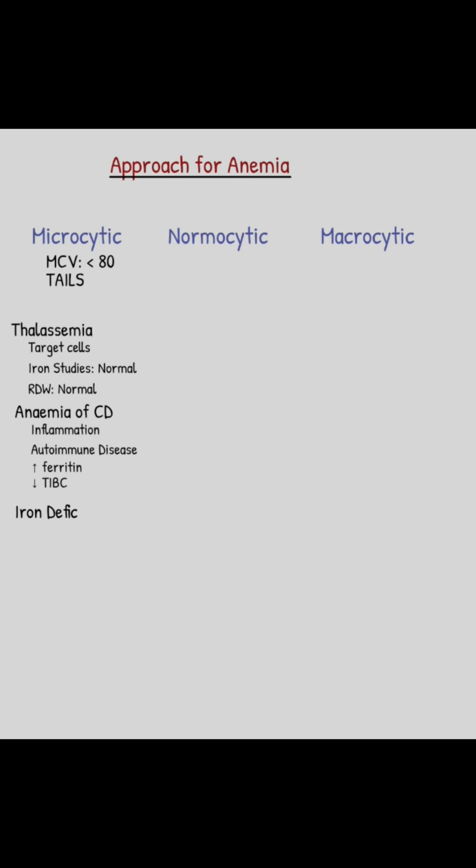The I is for iron deficiency anemia, so your iron stores are actually low, so you see low ferritin and a high TIBC. L is for lead poisoning. The keyword is basophilic stippling, and then also look out for abdominal and neuro symptoms. Finally, S is for sideroblastic anemia. Basically, the iron gets stuck in the mitochondria, and you see these ringed sideroblasts.